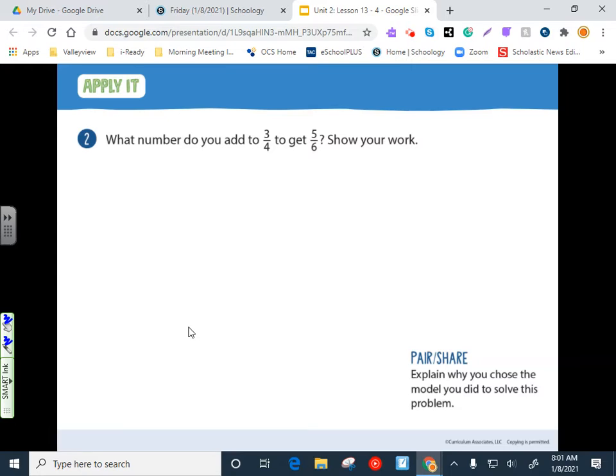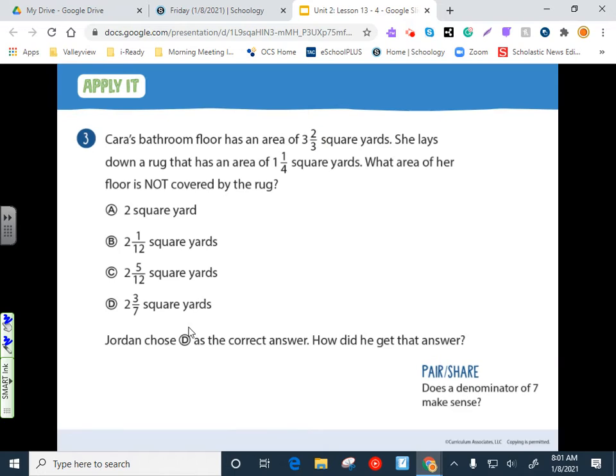I like the question. I just feel that we want to get the basics down. So let's do 3. Kara's bathroom floor has an area of 3 2/3 square yards. She lays down a rug that has an area of 1 1/4 square yards. What area of her floor is not covered by the rug? So this is a subtraction problem. So let's rewrite it. 3 2/3 minus 1 1/4.